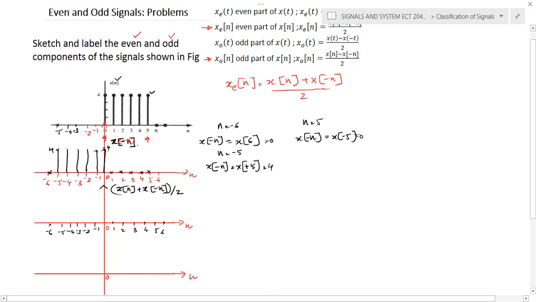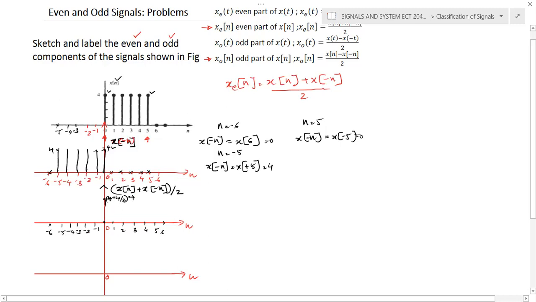So in order to find that, you can see that at n is equal to 0, the x of n value is 4 and the x of minus n value is 4. So 4 plus 4, you will get 8, divided by 2. So at this particular point, the signal magnitude is equal to 4 plus 4 by 2, which is equal to 4.